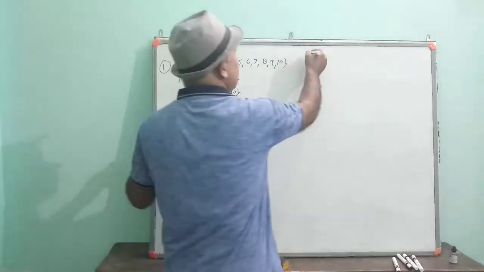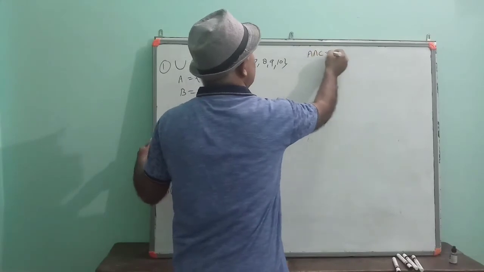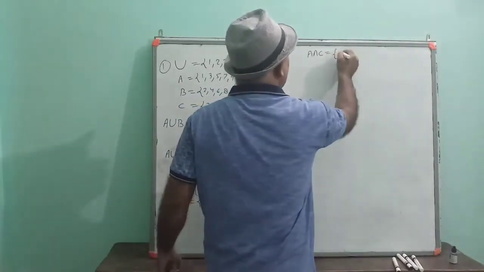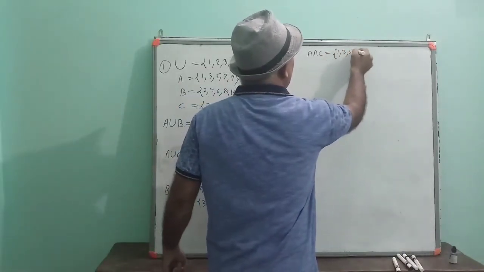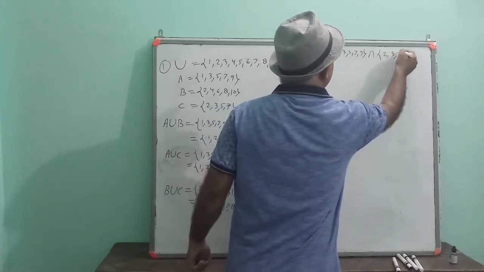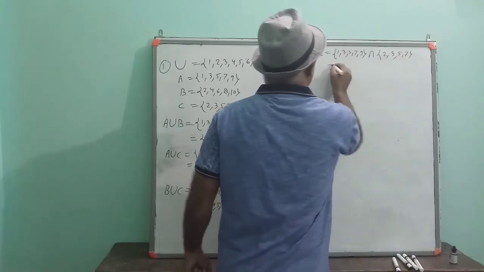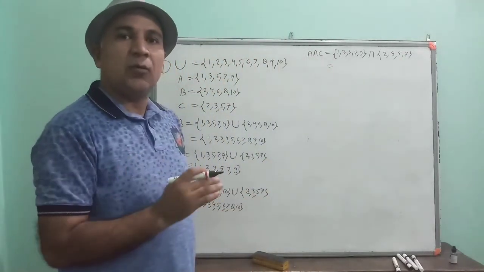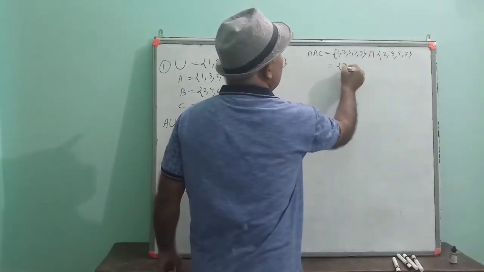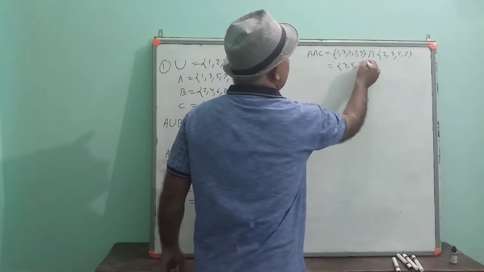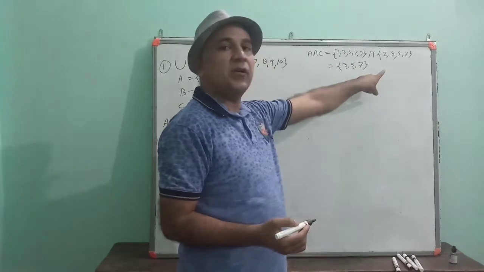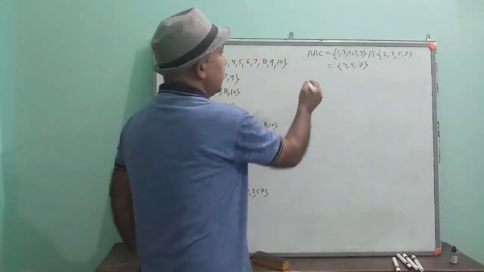Now we will see the intersection. Suppose we want to find A intersection C. So how to find? Write down all the elements of A: 1, 3, 5, 7 and 9. Intersection. Elements of C are 2, 3, 5 and 7. Intersection means common, which is present in both the sets. We will write only those elements: 3, 5 and 7. These 3 elements are present in A as well as in C. So this is A intersection C.